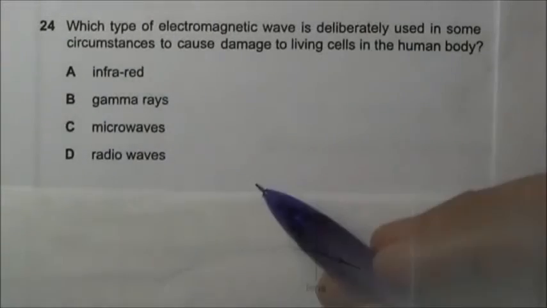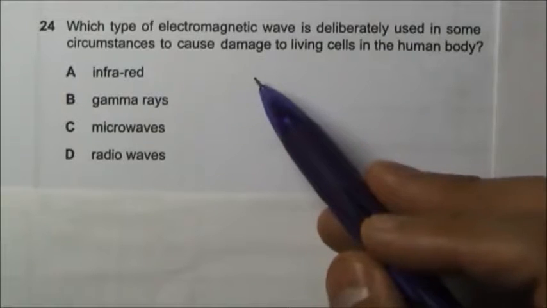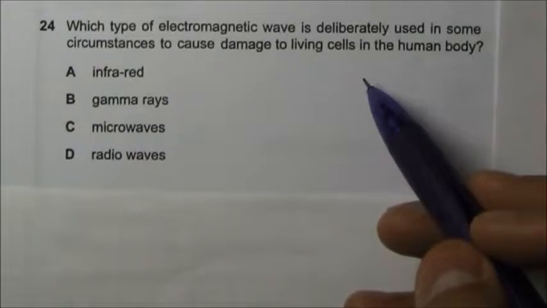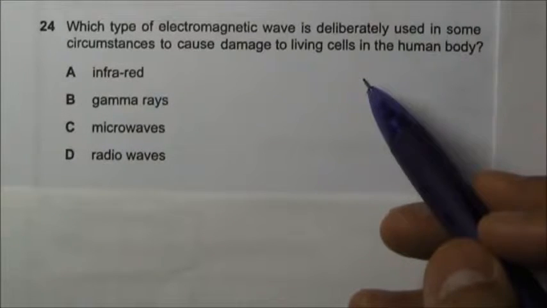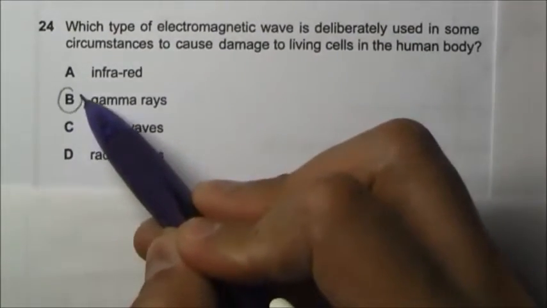Okay, for the electromagnetic wave to cause damage to living cells in the human body, it must be very energetic. So it must have a very high frequency. So in this case, the answer should be B.